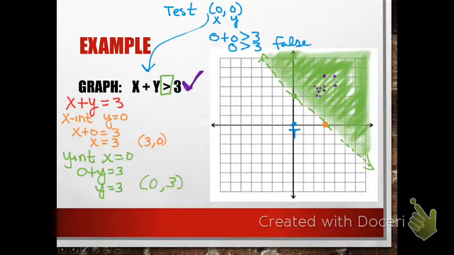If you wanted to be overly sure about yourself, you could pick a point in this other side of the line, like maybe the point 4, 0, if you wanted to do a second test point just to check. So put in the 4 for x and a 0 for y, and we get 4 is greater than 3, and you can see that that does work.